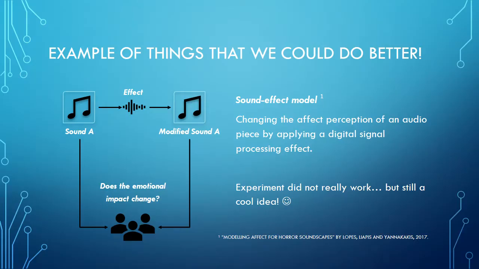So one thing that we attempted to do, with less degree of success I guess, was to analyze if the emotional impact of one particular sound would change if we applied a digital signal processing effect on it. And basically what an effect does is modulate the sound signal or even filter certain frequencies, such as, for example, a high-pass or low-pass filter.